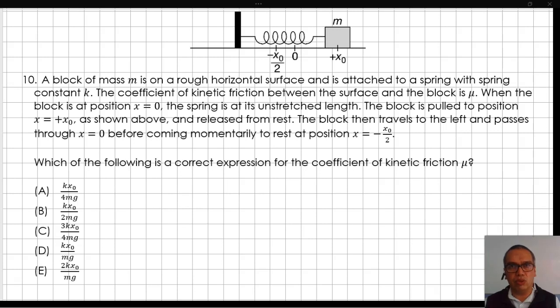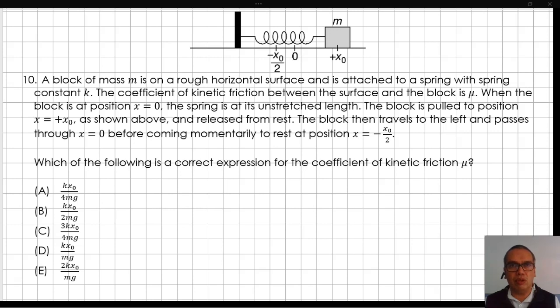The block then travels to the left and passes through x equal to 0 before coming momentarily to rest at position x equal to negative x0 over 2. Which of the following is a correct expression for the coefficient of kinetic friction mu?